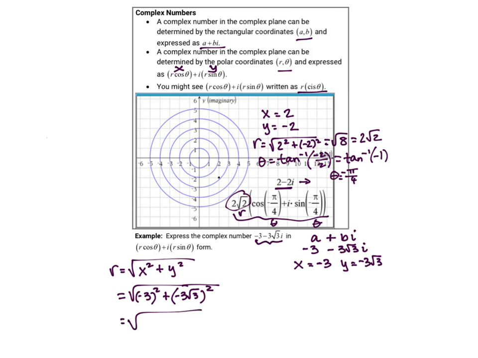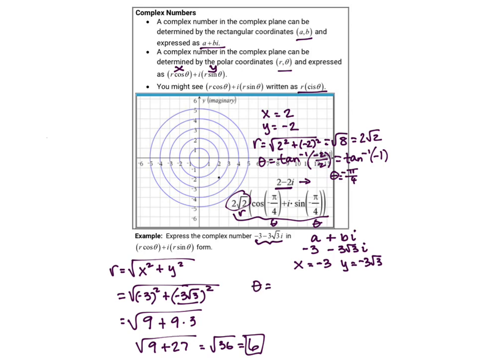So the negative 3 squared, 9, right? When I square this product, I square both pieces. So the negative 3 gets squared. That makes a 9 times square root 3 times square root 3. That makes a 3. So I have a 9 plus a 27, which is 36, and the square root of 36 is, there's r. r is 6. Y'all okay with this? Did we get there? Everybody good?